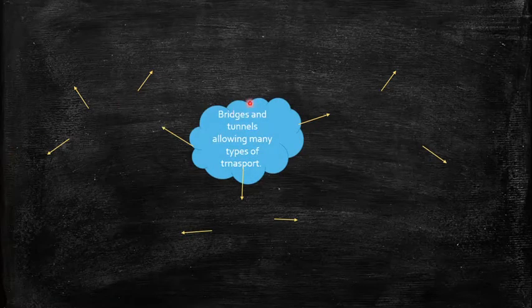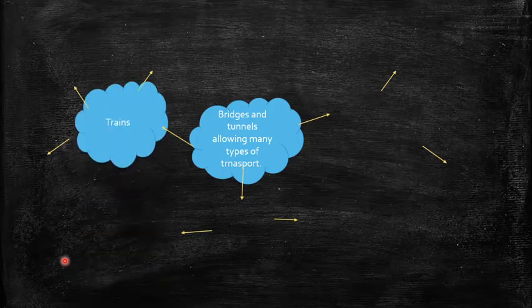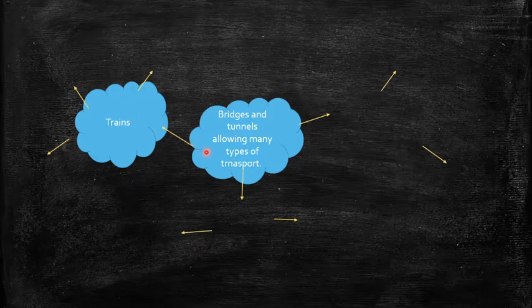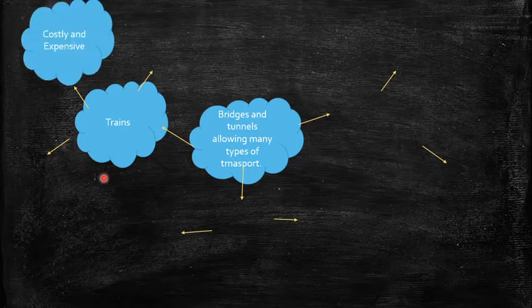So I have written bridges and tunnels allowing many types of transport in the center. This is the main idea of my mind map. Then I have trains connected to it. So one of the types of transport is a train. Let's see what the pros and cons of trains are. The very first thing, it is costly and expensive. So this is a disadvantage.